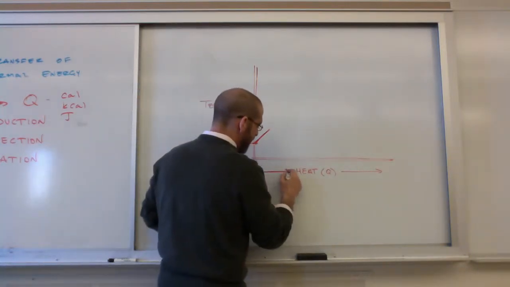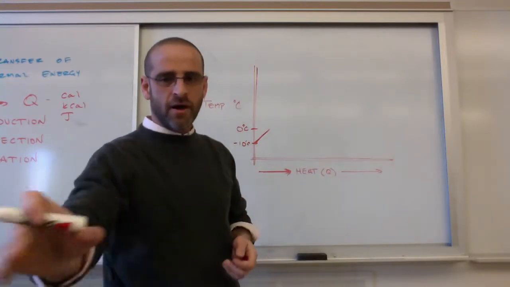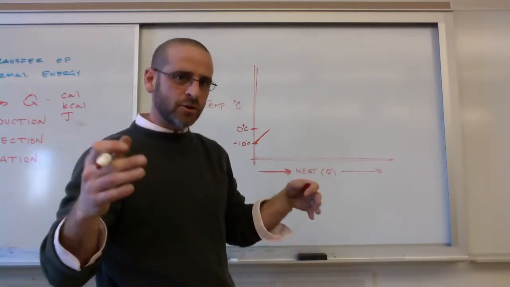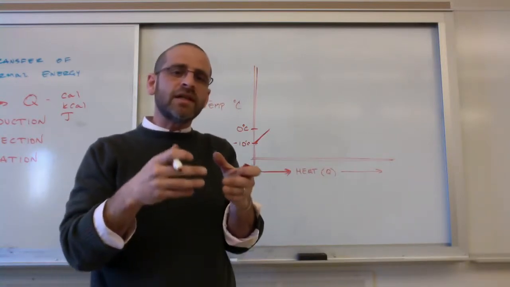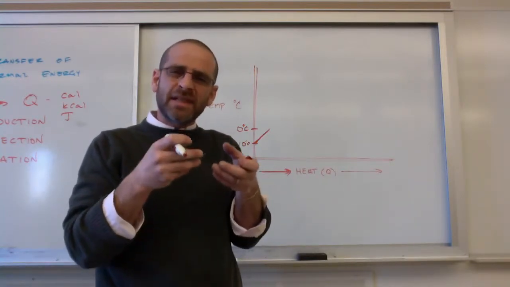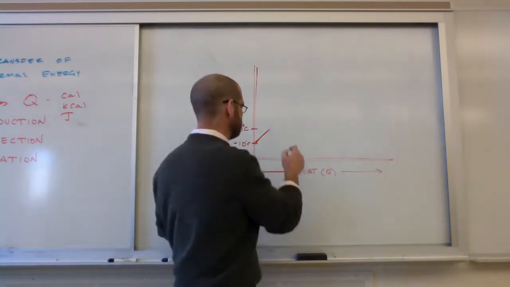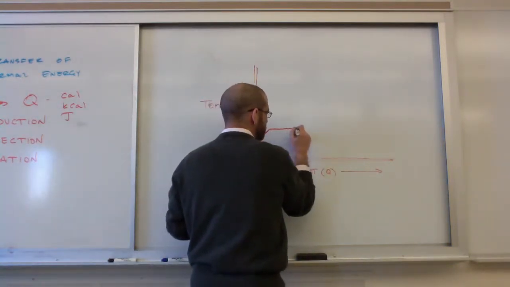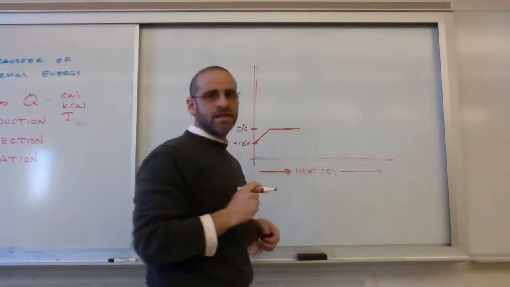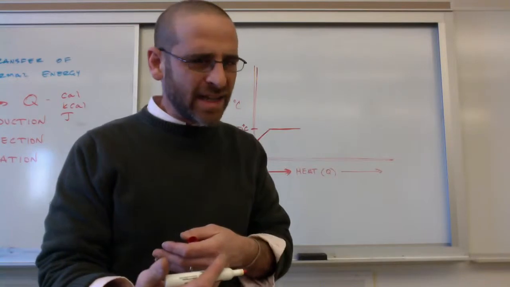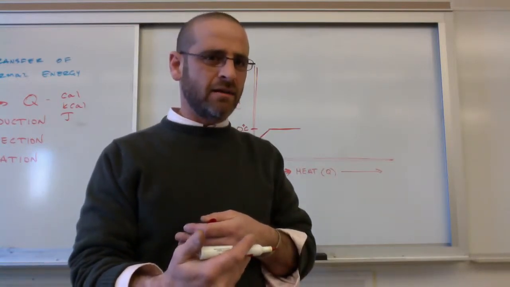As we continue to add heat, because I haven't taken it off the hot plate, once a little bit of water showed up there, once it got to that melting point, that temperature stays at zero until all of the ice has been converted into water. And so we get a little plateau here on this graph, where we're adding energy, but we're not affecting any temperature change as a result of that.